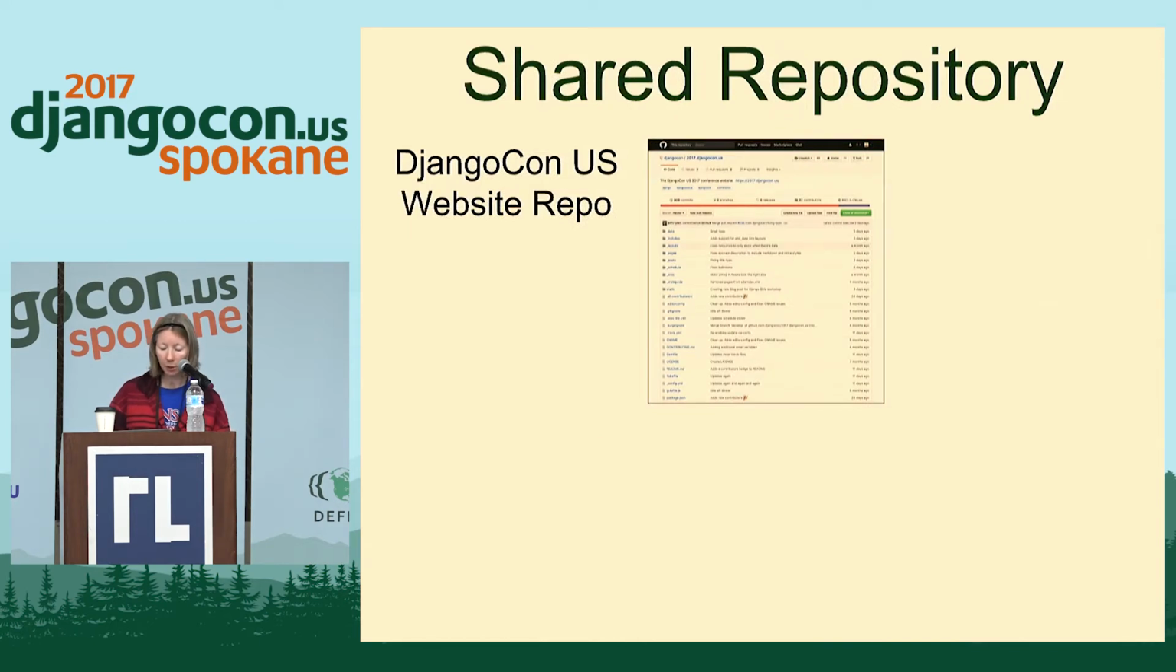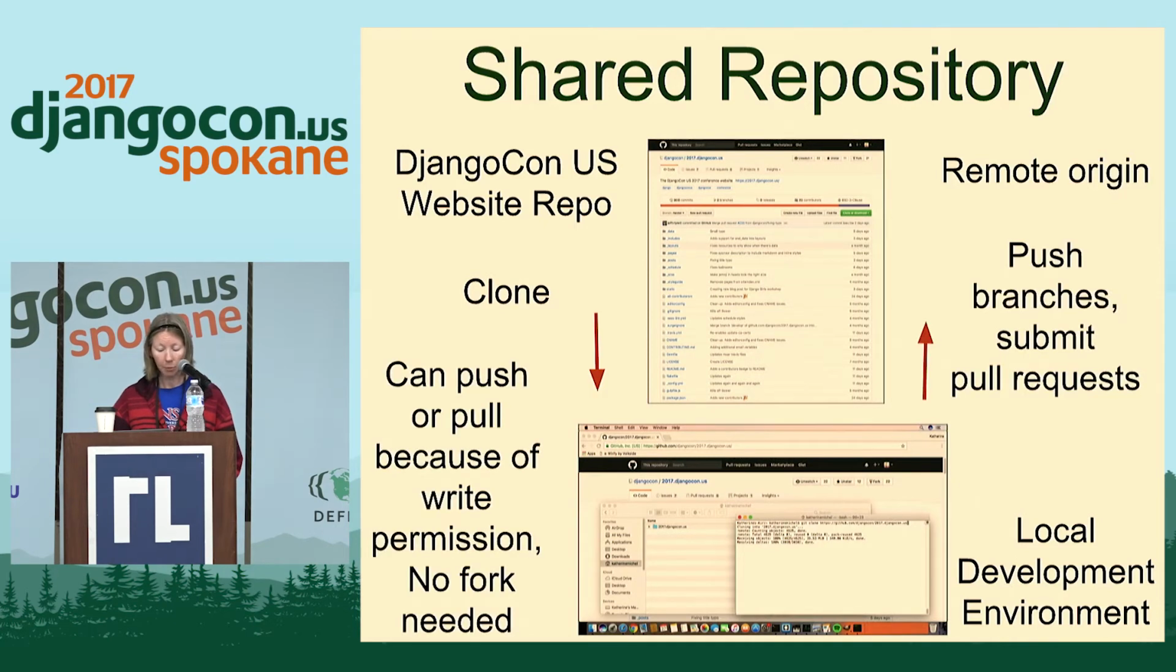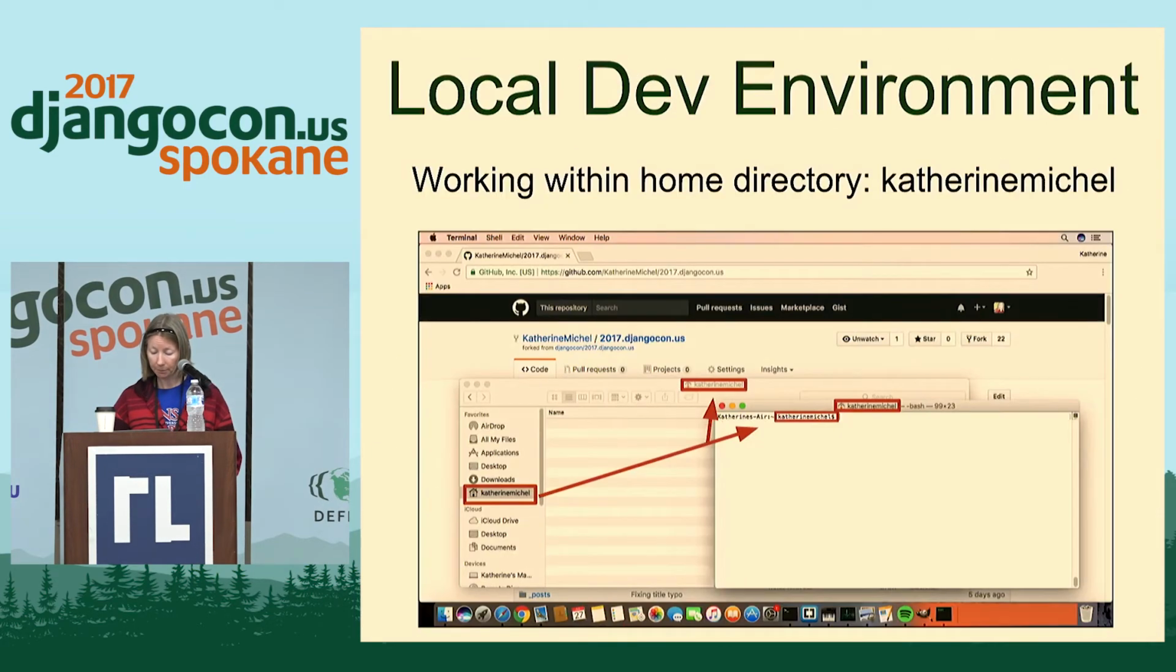So this is what it looks like when we use the shared repository model. We don't need a fork now because we have write permission. So we're simply cloning the shared repository. And the shared repository on GitHub is now our remote origin. And we make our changes, we push the changes back to the shared repository, and we submit the pull request.